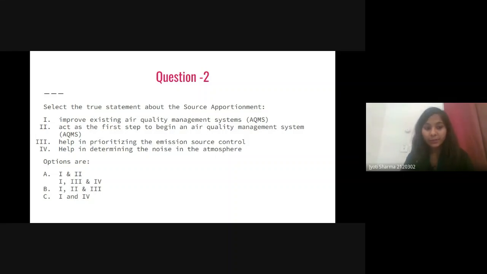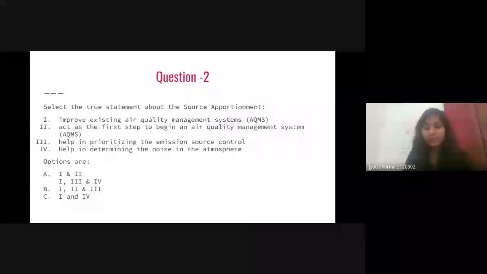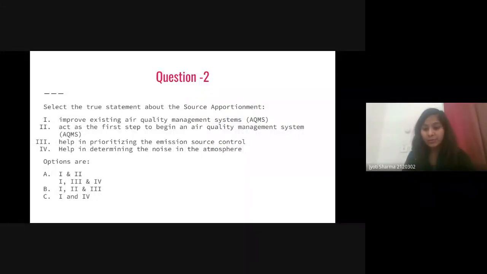So I have four statements. The first is it can improve the existing air quality management system. The second is it can act as the first step to begin an air quality management system. Third is it can help in prioritizing the emission source control, and fourth is it can help in determining the noise in the atmosphere. So what's the importance of this source apportionment? This question is related to that only. What do you think should be the right answer?